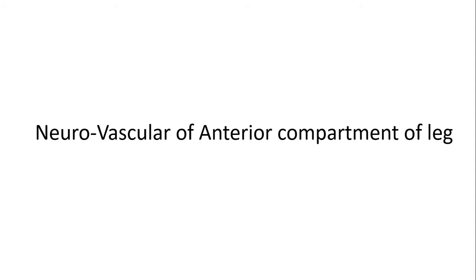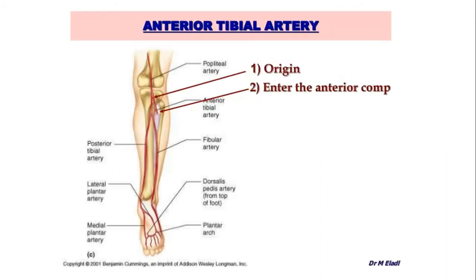The posterior compartment of the leg is the bigger one, so it needs a larger artery, while the anterior compartment is smaller compared to the posterior compartment, so it needs a smaller vessel. The anterior tibial artery, originating in the popliteal fossa, has to move to the anterior compartment. This is accomplished when it passes into the anterior compartment through a foramen in the upper part of the interosseous membrane.